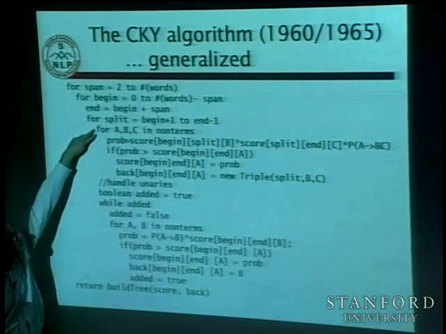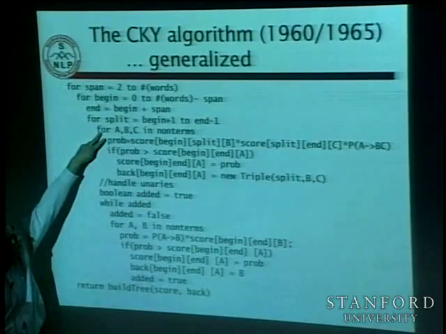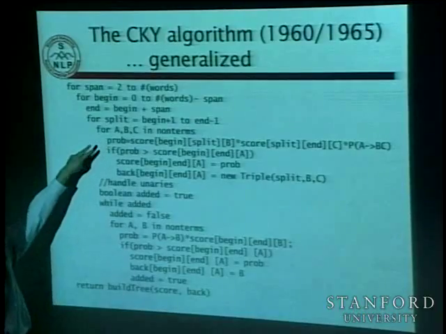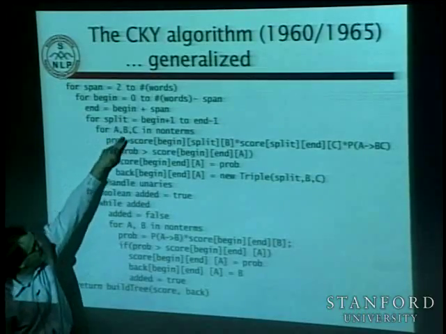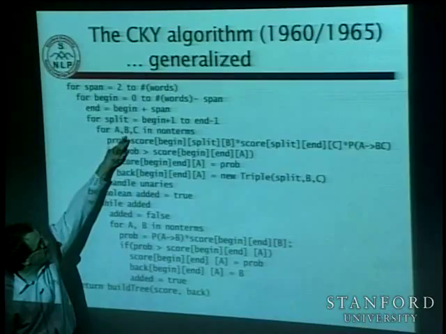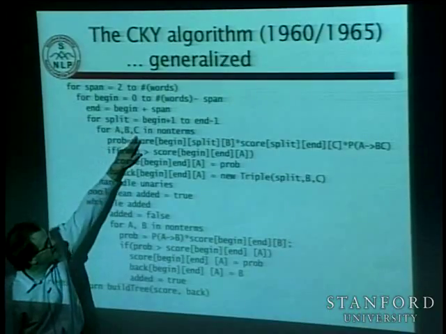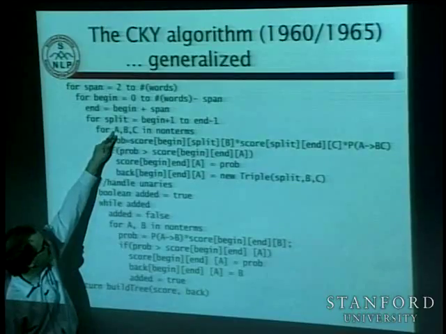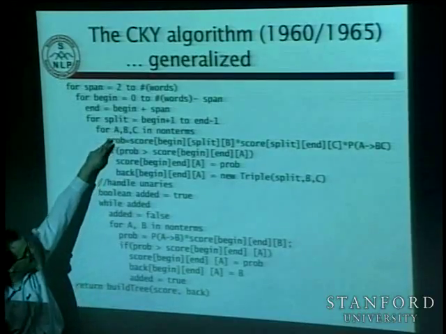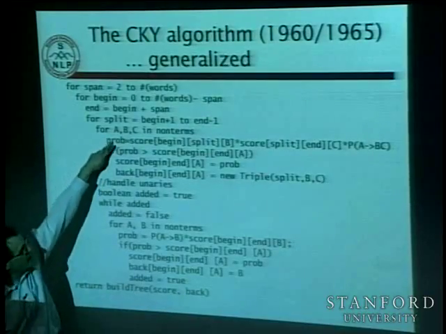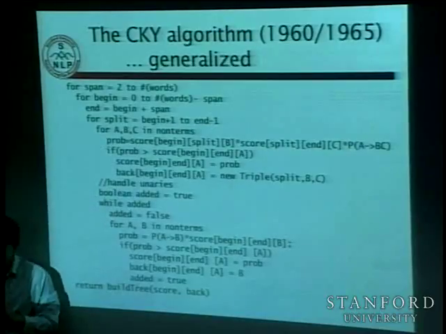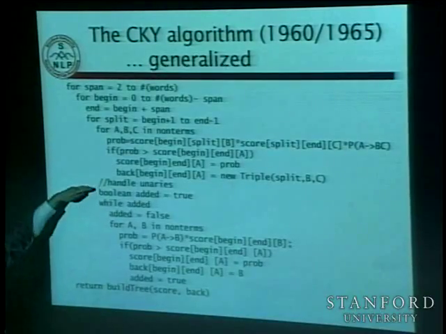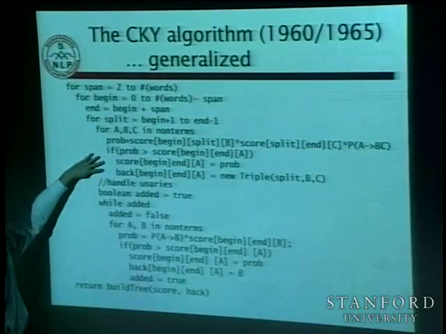Okay, and then at this point, I say, well, what rules do I have in my grammar? If I have a category B in the left cell underneath me, and the category C in the right cell underneath me, and there's a rule in the grammar that A goes to BC, well, then I'm going to put that into this cell in the chart. Okay. And then I just keep on doing that.